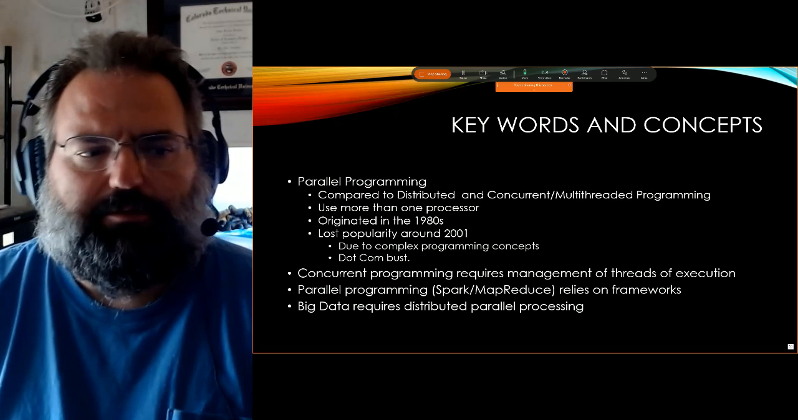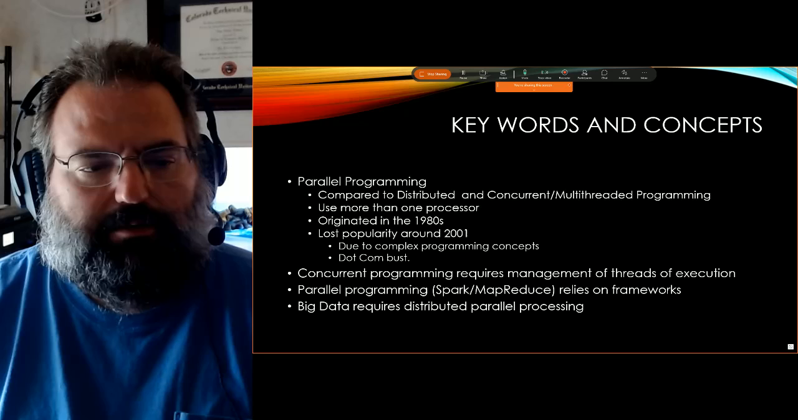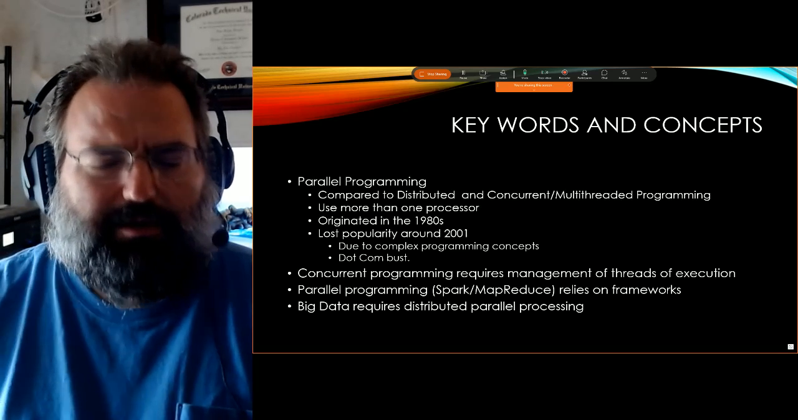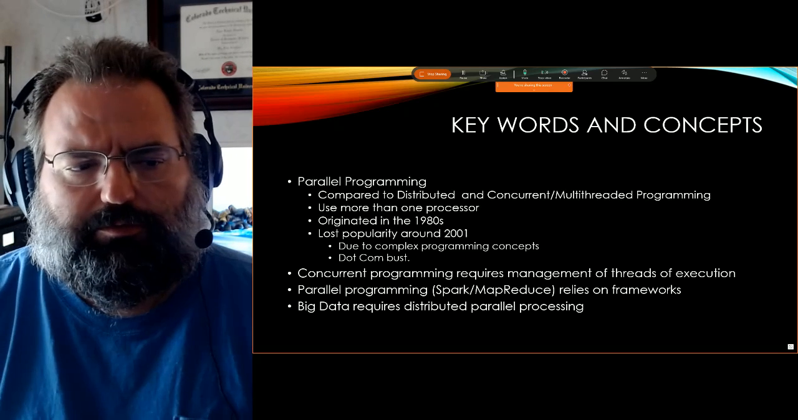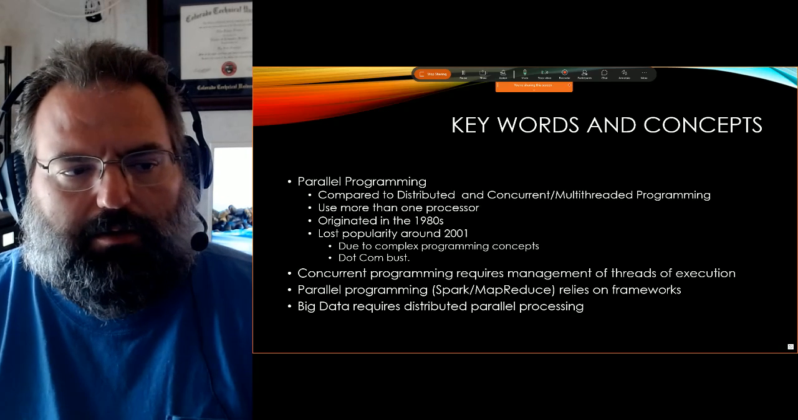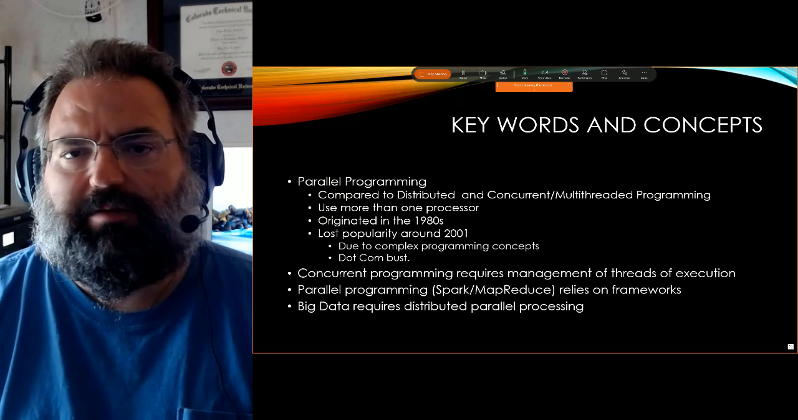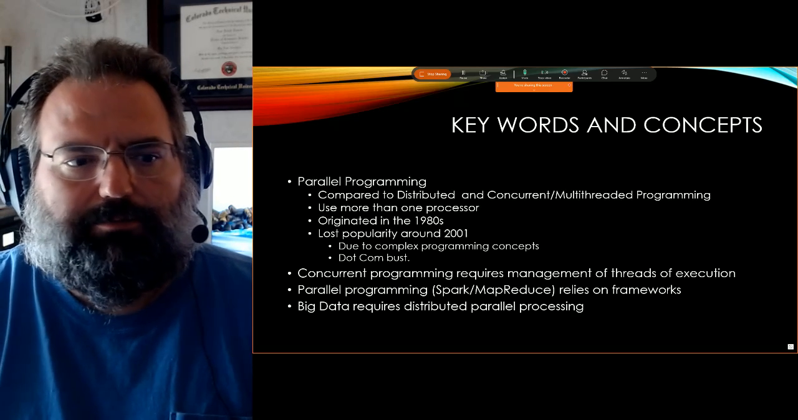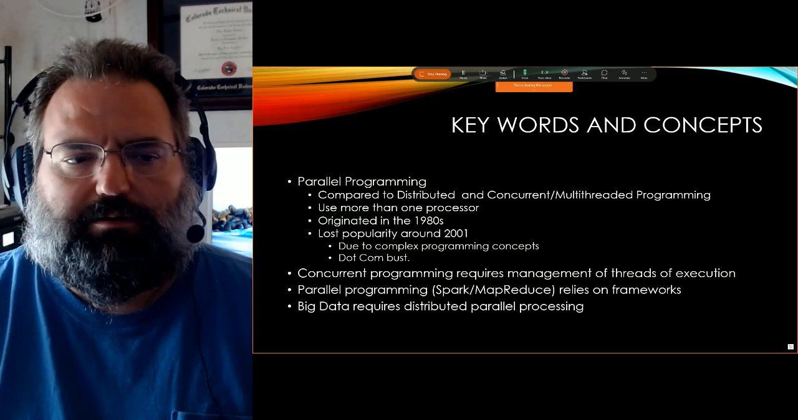So another concept is parallel programming. And what does that mean? It's comparing it to distributed and concurrent multi-threaded programming. The course materials, I think, introduce an artificial sort of terminology here. Parallel programming simply means it's essentially the same thing as multi-threaded or concurrent programming. Things are happening at the same time. The question is if you're using a framework or not. That's the key difference.